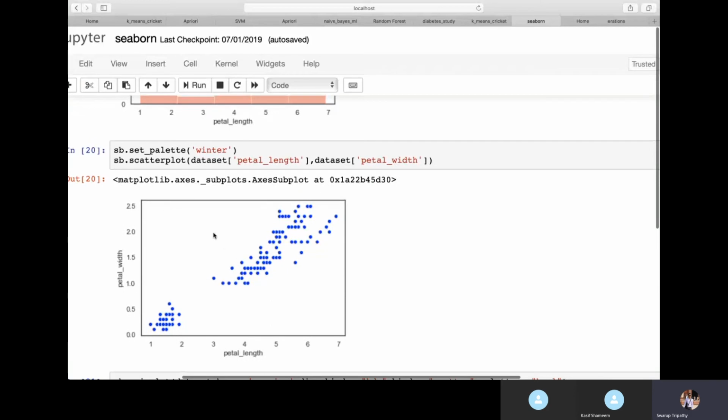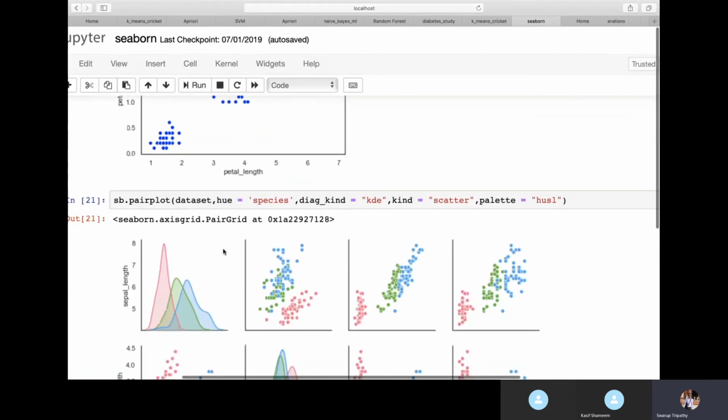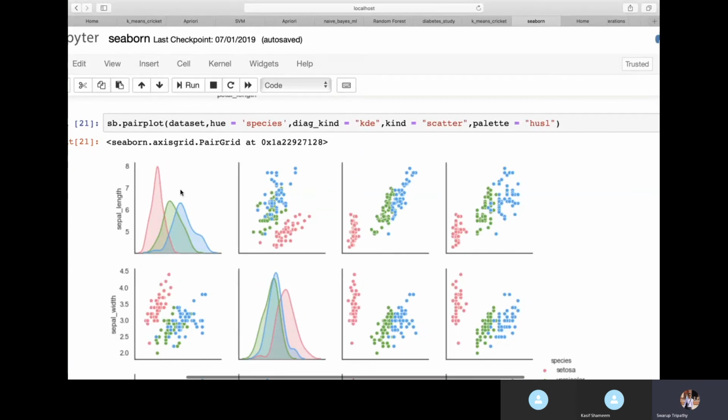Scatter plot we have already done with PLT, that is Matplotlib. Next is pair plot. You can write down this code, then I will explain what a pair plot is. Just write it down and see if you are getting this plot or not.